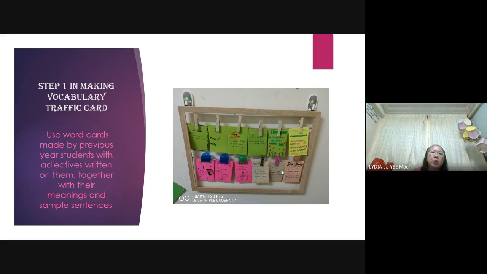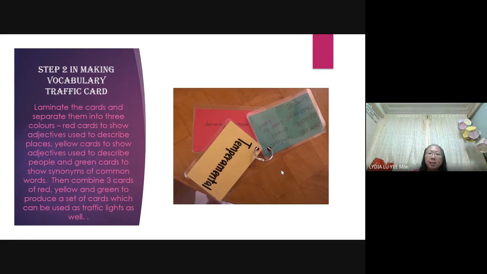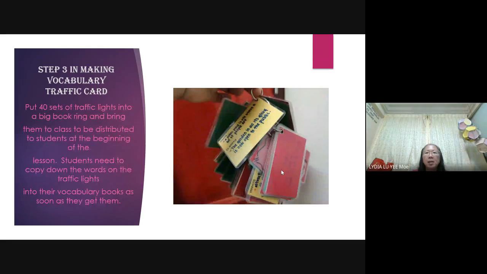So that's the next step, where I laminated the cards. Now they are in the 3 different colors, and then I made a hole and put the book ring through it. There is 1 set of vocabulary traffic cards. And finally, each of these sets, I put in a big ring, a ring of 40, so that I can bring it into class each time. I made actually quite a few sets of that.